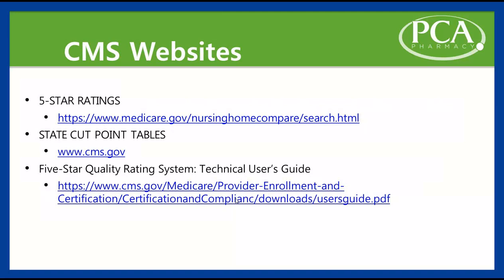Here are some CMS websites that are very helpful when discussing the 5-star rating system. There's Nursing Home Compare. At cms.gov, it's very easy to find the state cut point tables for the health inspection domains. And a lot of this presentation is taken directly from the 5-star quality rating system technical users guide, and there's the website for that.